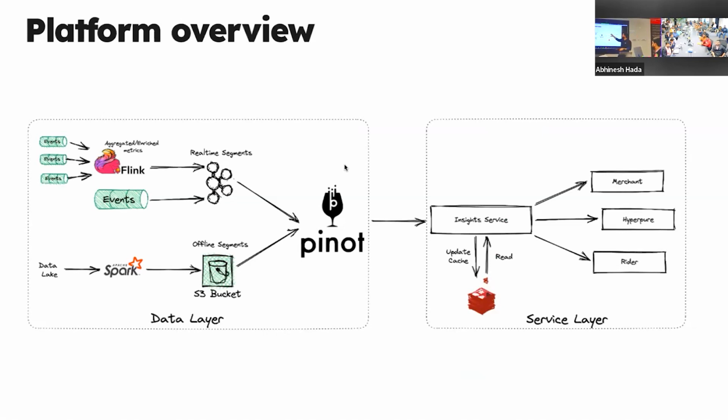So for real-time ingestion, we leverage our events platform, where we get events from our apps, our partner app, rider apps, and from backend services. On the basis of that, we make a call whether we want to directly ingest those events into our Pinot setup, or we want to enrich them or de-aggregate them and then ingest them into our Pinot setup.